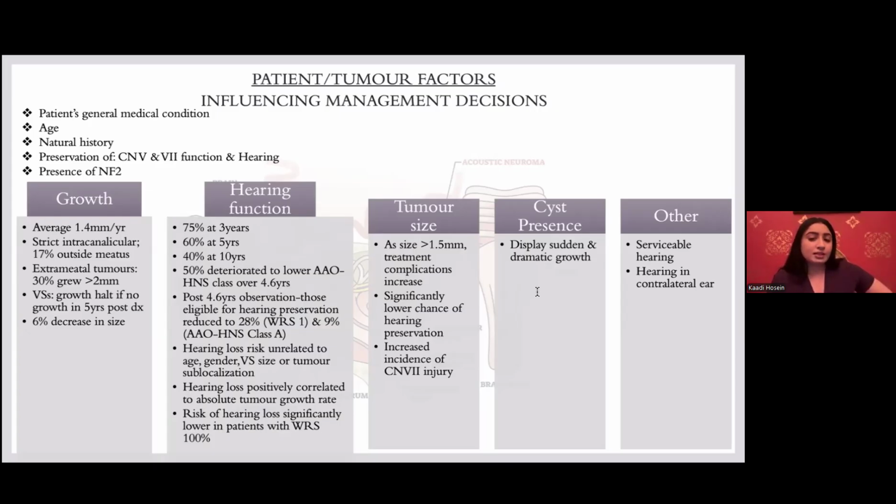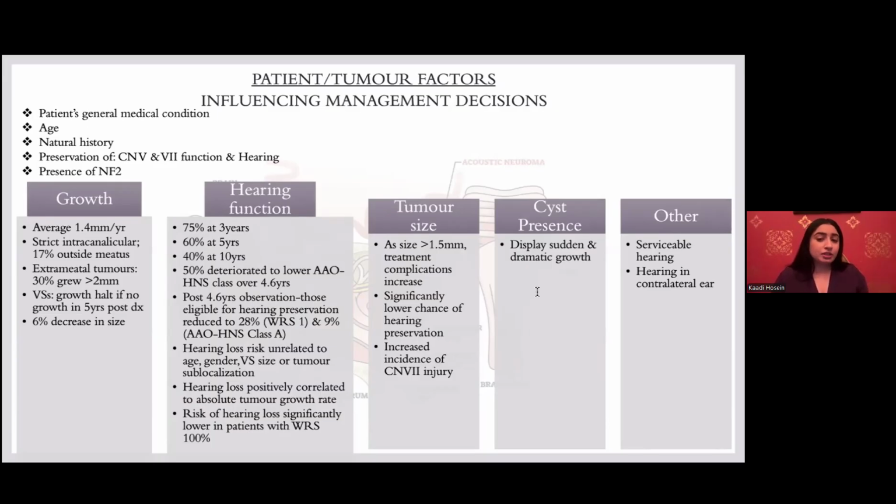Vestibular schwannomas that didn't grow in 5 years post-diagnosis didn't grow after that, and 6% actually decreased in size, as per Bedison et al. Now, in terms of hearing function for untreated intracanicular vestibular schwannomas, and these are in AAO-HNS group A's, the rule of thumb for those presenting with serviceable hearing is that 75% retain this at 3 years, 60% at 5 years, and 40% at 10 years.